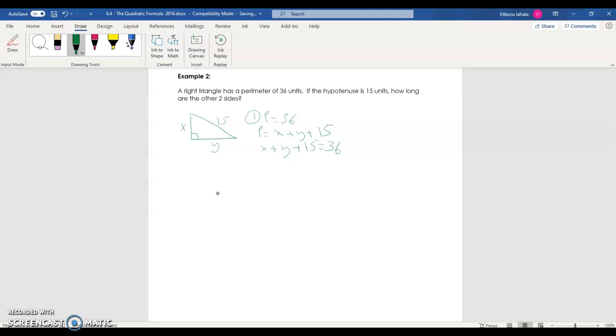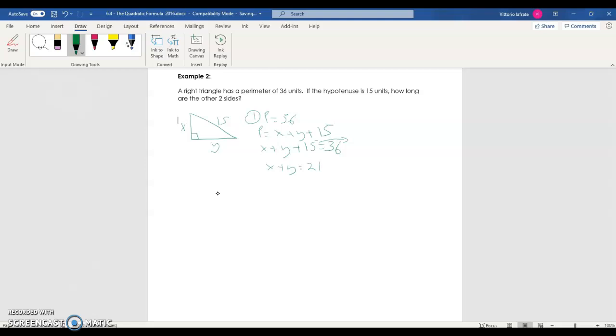And we can simplify this a little bit to get that x plus y is equal to 36 minus 15, right? You send a 15 to the other side, or you do the inverse operation. And so you get x plus y is equal to 21. So there's one of our equations.